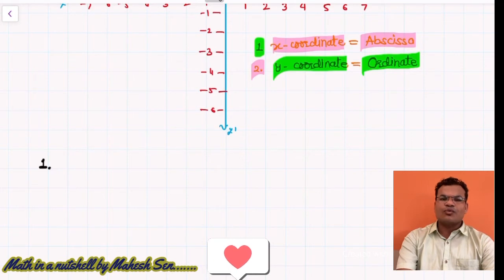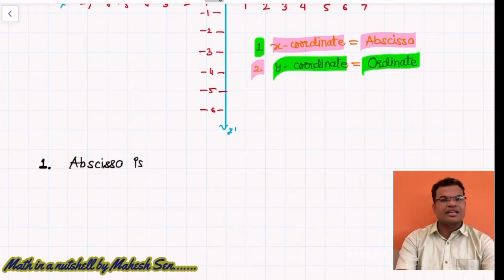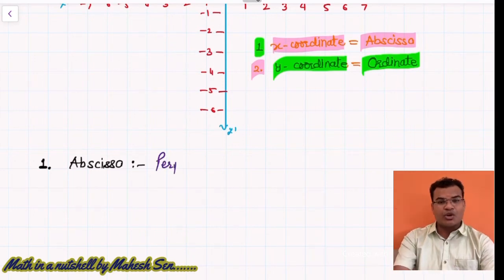So generally, guys, we call it the definition of the abscissa and ordinate. So basically, what is the abscissa? Abscissa is the x coordinate, that is fine, but we are talking about the definition, or the meaning of this. So abscissa is generally called the perpendicular distance.